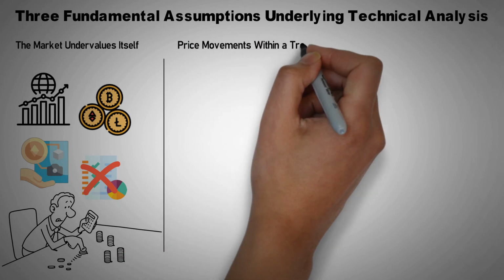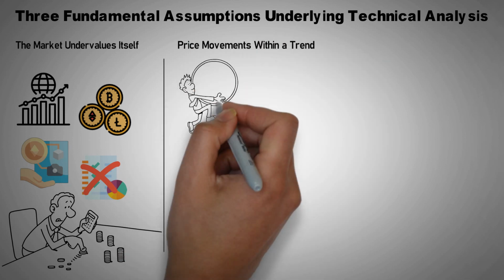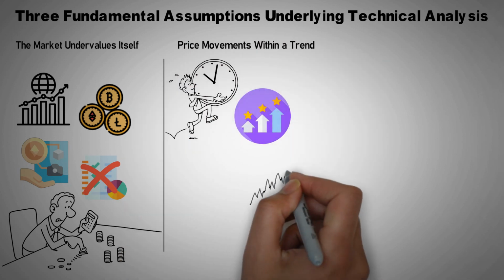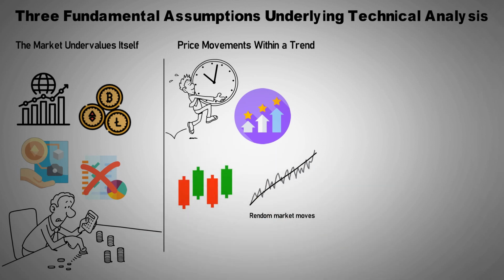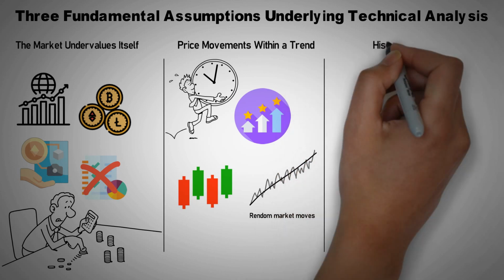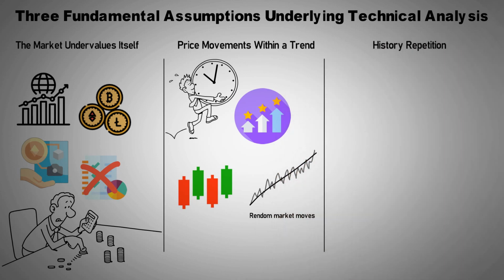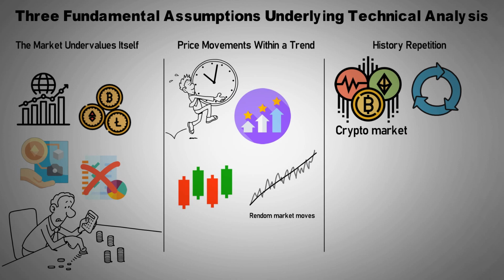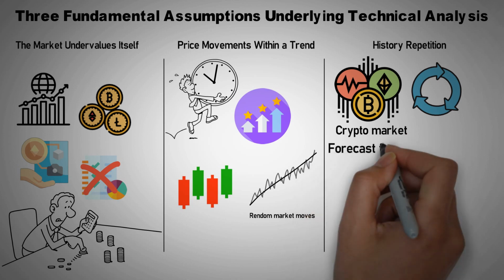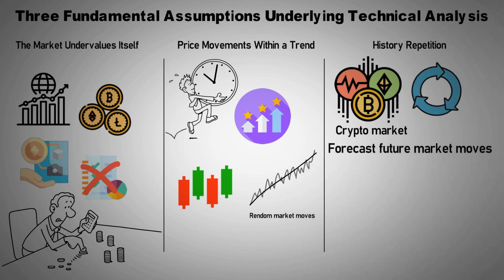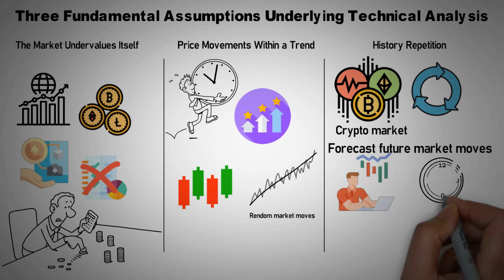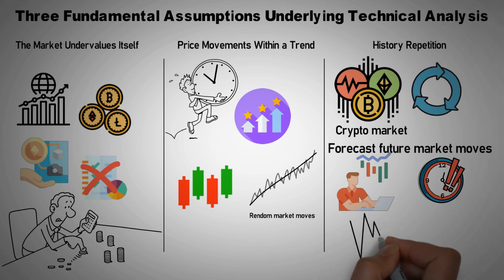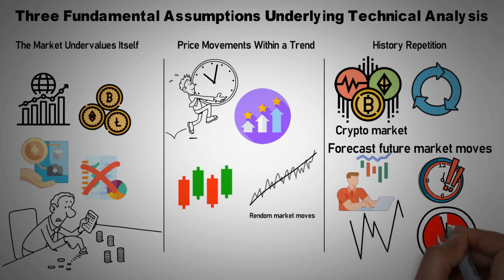Number 2, price moves in trends. Price activity, regardless of period, always reveals tendencies, even in random market moves. The green and red candlesticks depict the price trend pattern and direction. Number 3, history repeats itself. Because the crypto market is repetitious, examining prior patterns might help you forecast future market moves. Market players' reactions to market events are typically constant over time. Even if some chart patterns originated a long time ago, they're still regarded as significant since they may occur again.